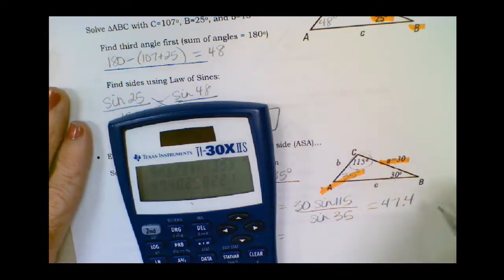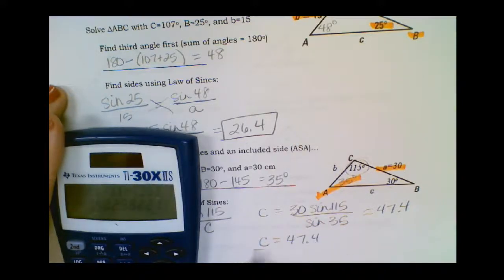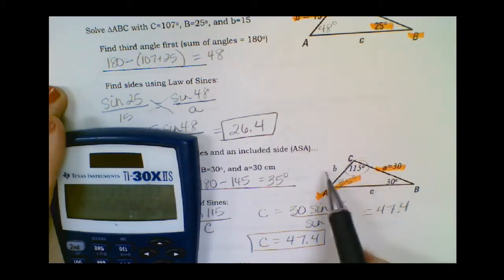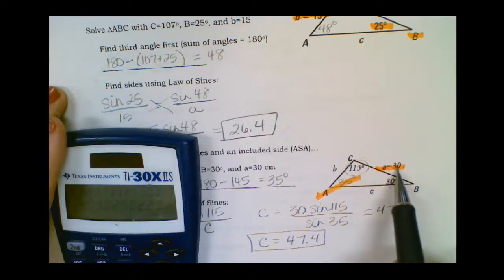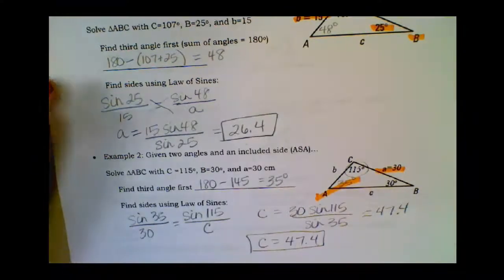47.4. Now remember the other thing that we know about triangles is that the largest angle is always directly across from the largest side, the smallest angle is always across from the smaller side, and the middle angle is always across from the middle side. So what I know is that because 115 is much larger than 35, 115 is definitely my biggest angle. It definitely needs to be across from the biggest side, and that biggest side better be more than 30, which 47.4 definitely is. So that is a reasonable answer for that problem. Okay.